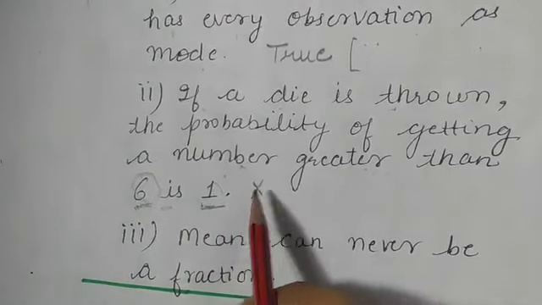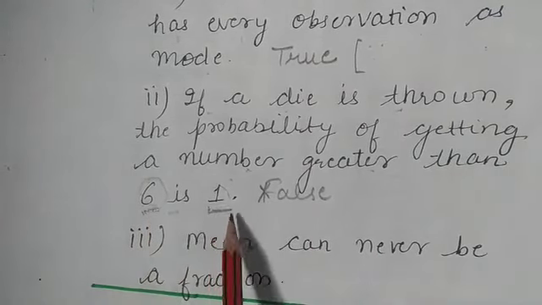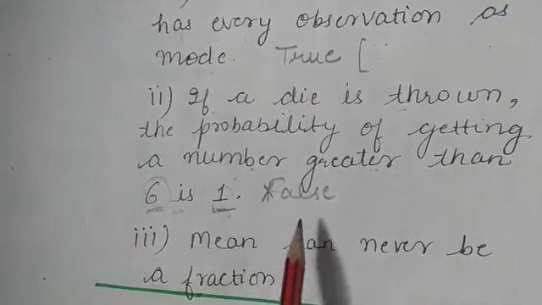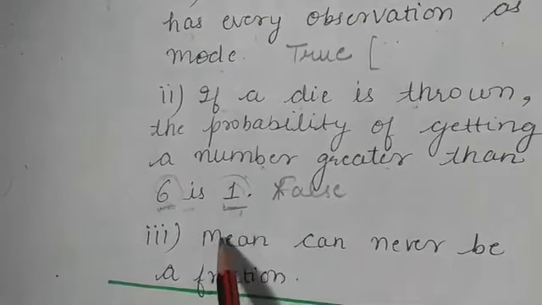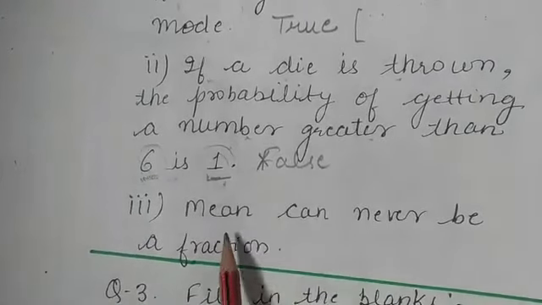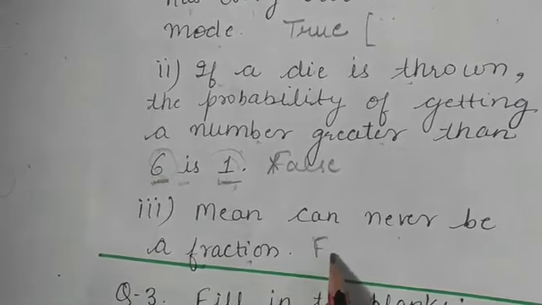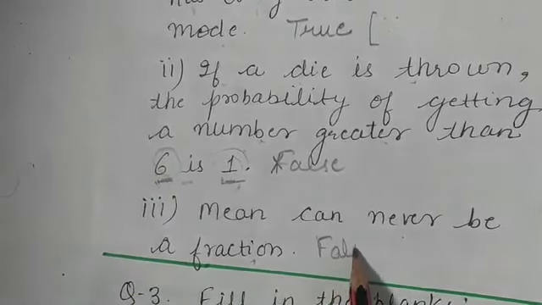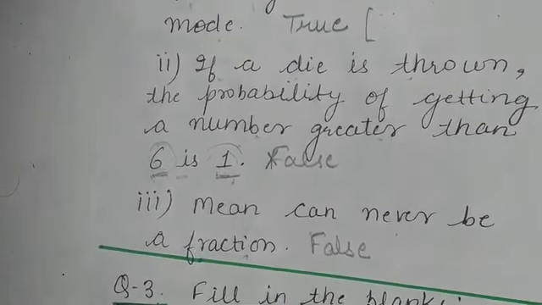So this is false. As this is an impossible event because you will never get a number greater than 6 on a die, and the probability of an impossible event is 0. Here it is written 1, so it is false. Third part we are having is mean can never be in fraction. This is totally false because we have seen in many examples that mean can also be in fraction. Okay, so this is a false statement.